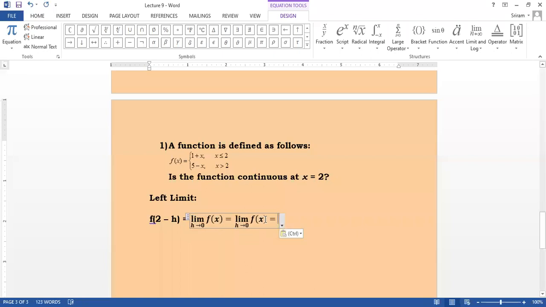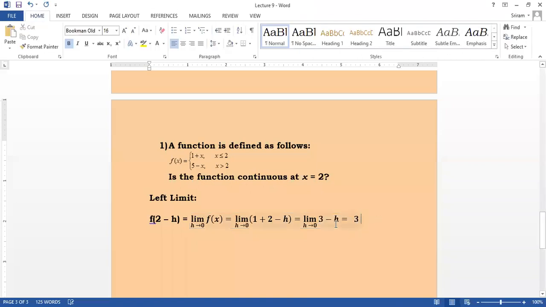So f of x is equal to the limit as h tends to 0 of the first function, which is 1 plus, and in place of x, I am going to take 2 minus h. So I am going to apply the limit h tends to 0 and check what this is. This is 3 minus h. So when I take the limit as h goes to 0, the value will be 3.